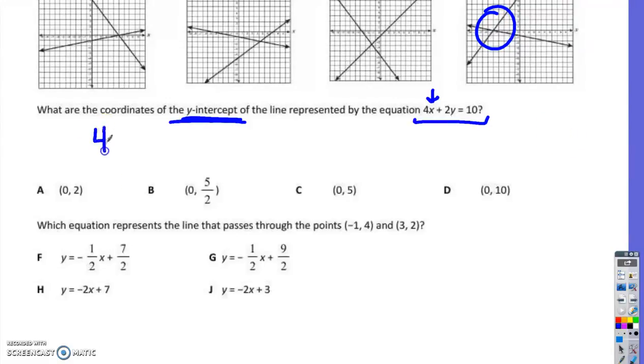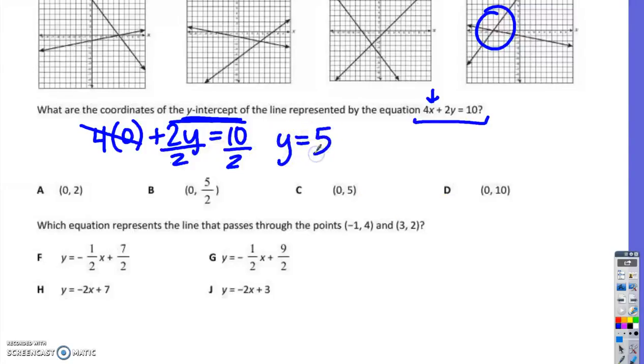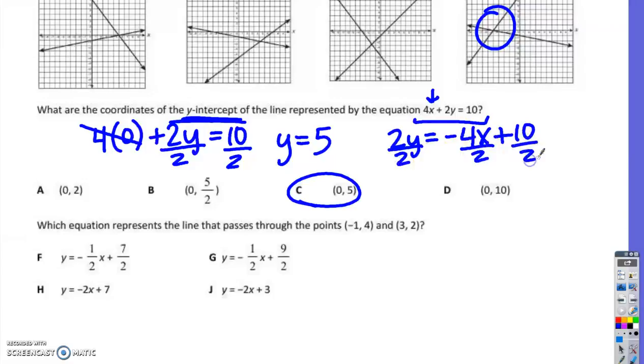So if I plug in 0 for x, 4 times 0 plus 2y equals 10. Well, 4 times 0 is just 0, so I'm left with 2y equals 10. Divide both sides by 2. I get y equals 5. So there's an option. We get the point 0, 5. Or, again, you could have solved this for y. This is 2y equals negative 4x plus 10. Go through, divide everything by 2. Mostly I'm concerned about this part right here. Remember, this is our y-intercept. 10 divided by 2 is 5. So either way, you should have gotten C on this one.